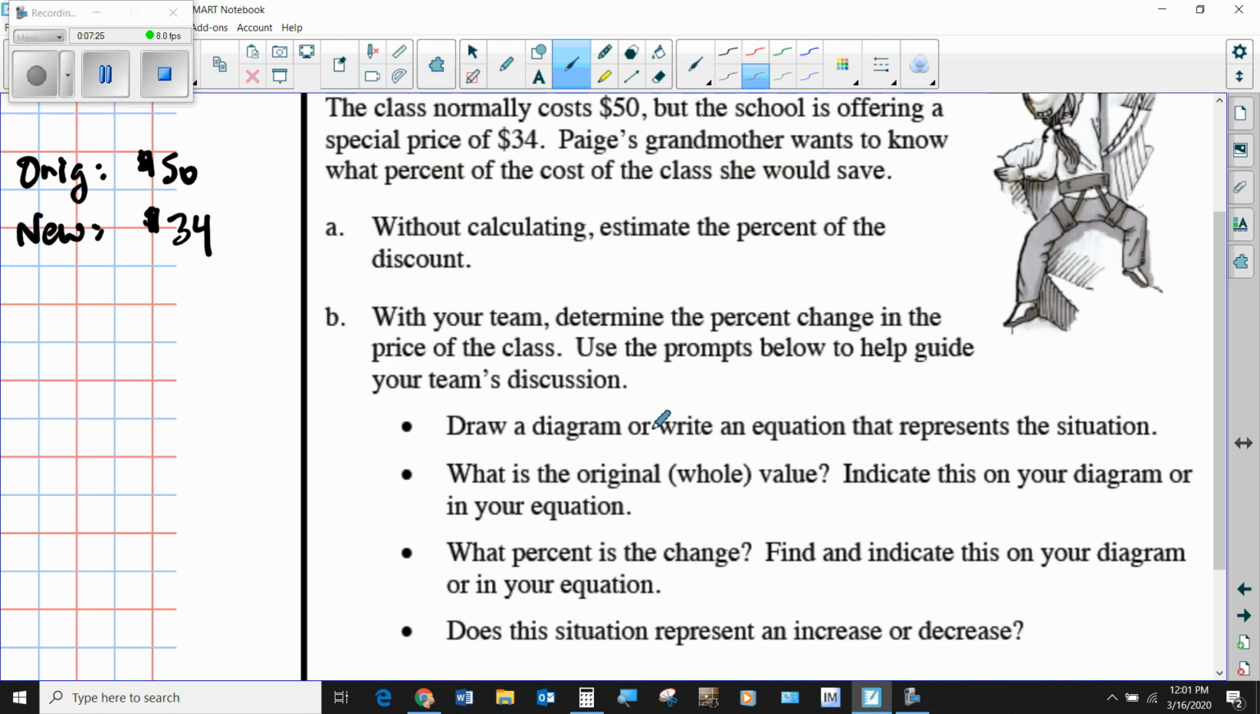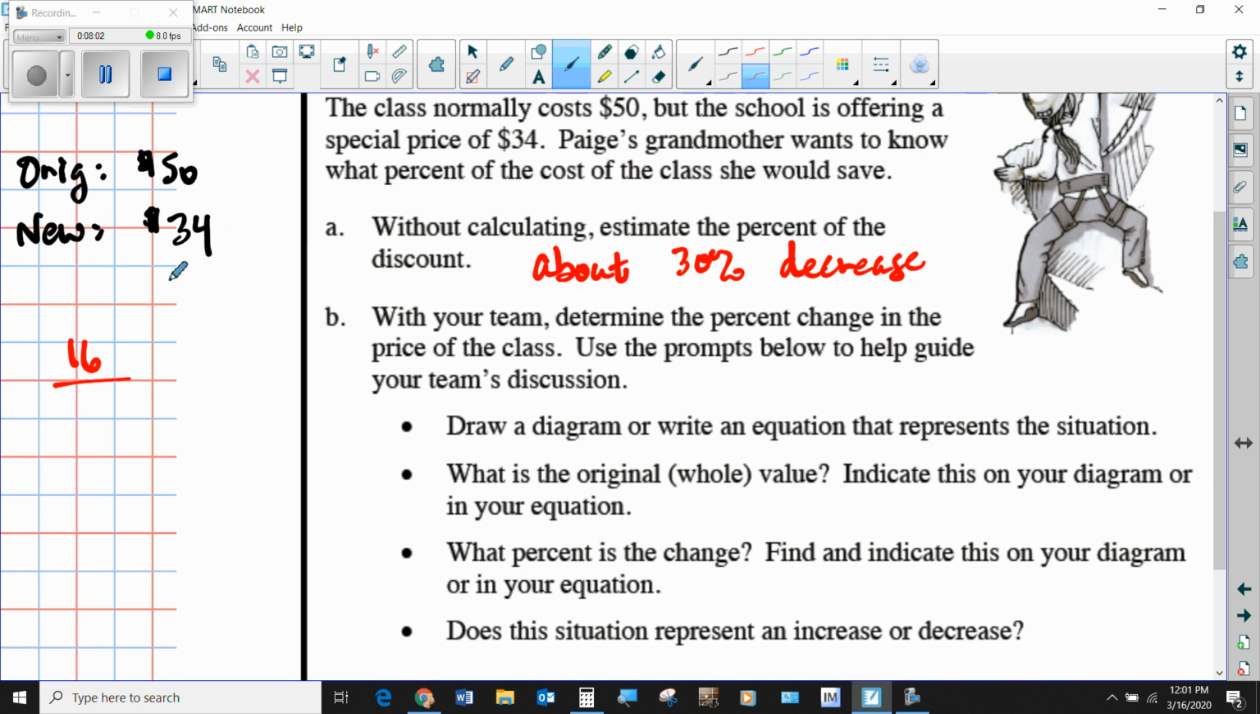So here it says, draw a diagram or write an equation that represents this situation. I'm going to use the percent proportion for that. And here it said, without calculating, estimate the percent. So remember how to find percents. 10% would be $5, which makes $10 20%, and $15 would be 30%. Since that looks like the amount of change is about $16, then I'm going to say that's going to be pretty close to a 30% decrease or discount. That's my estimation.